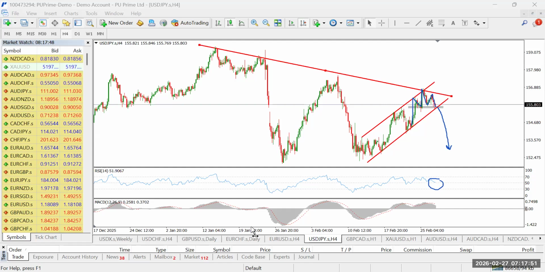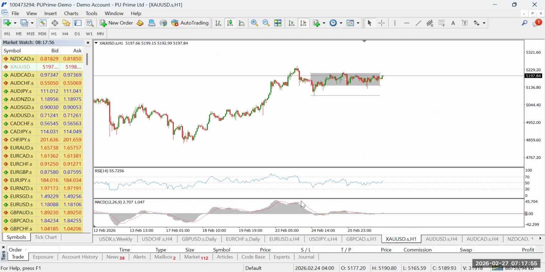And finally, I'm not seeing much setup in the market today. Today is actually the last trading day for the month. So sometimes the market can be quiet.